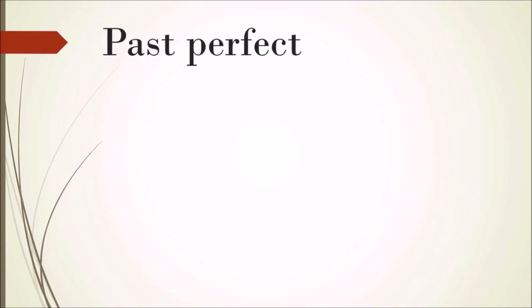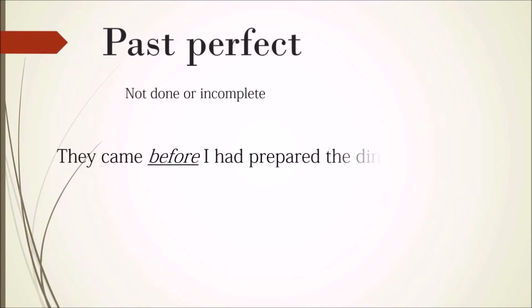Also, we use past perfect with before for actions which are not done or incomplete. For example, they came before I had prepared the dinner. So I use before with I had prepared, so past perfect, to explain that this action in past perfect was incomplete or not done. So prepare the dinner was incomplete or not done. For this, I can match them both, before with past perfect.